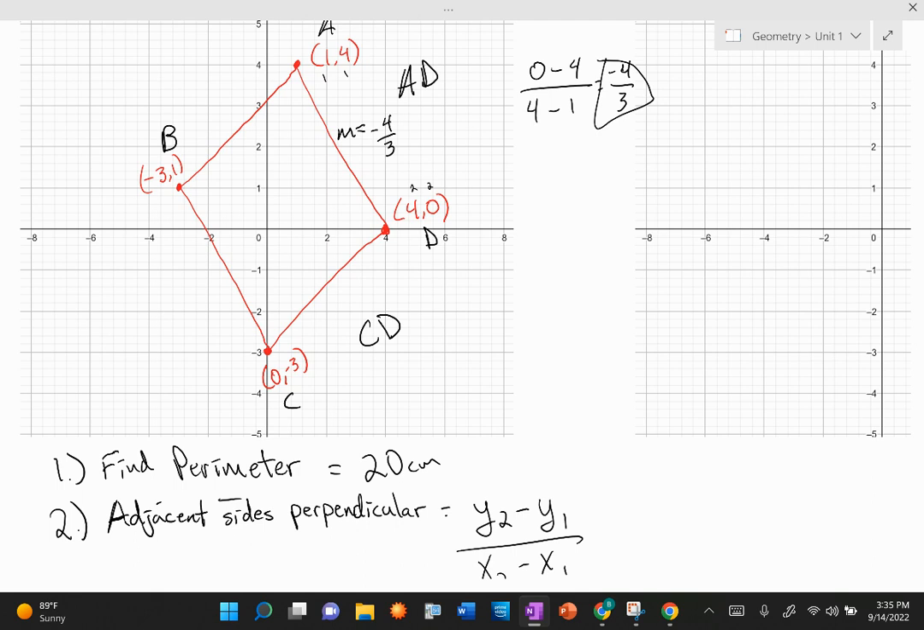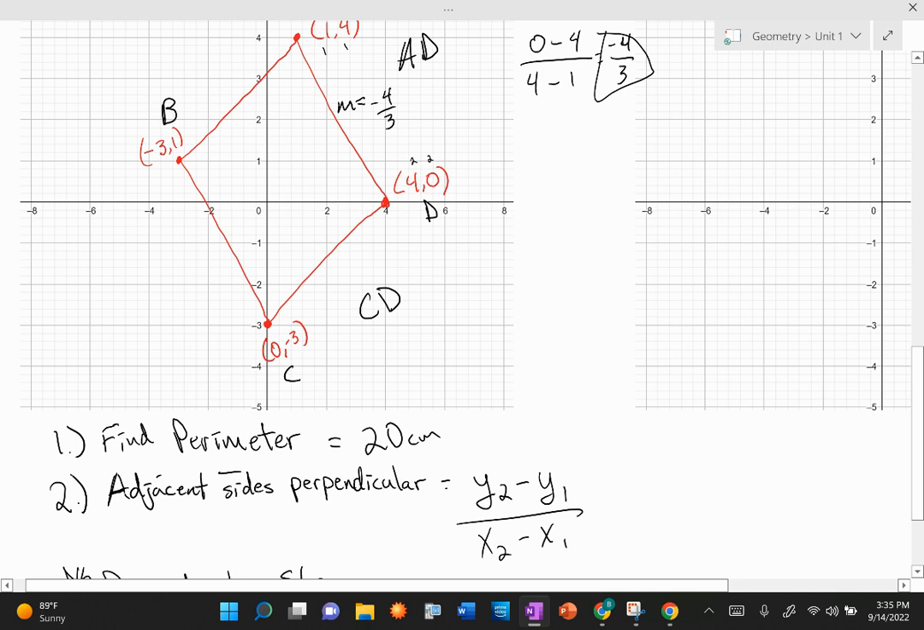Again, I'm using the y2 minus y1 over x2 minus x1 formula. Now, without doing the math, I can tell you what the slope of CD will be because of the opposite reciprocal proof, and that it is going to be a positive. So the opposite of a negative 4 over 3 is positive 4 over 3. And then the reciprocal is you're flipping it. So the slope of CD is going to be 3 over 4.